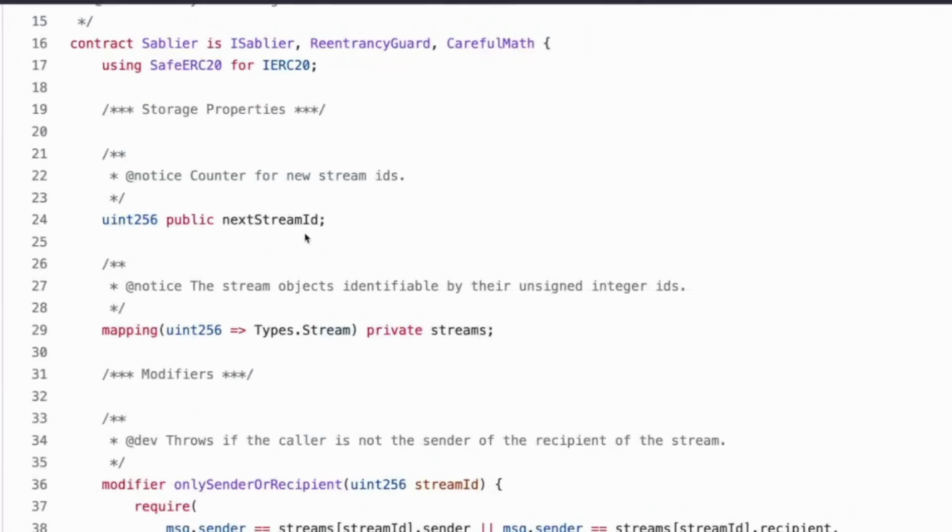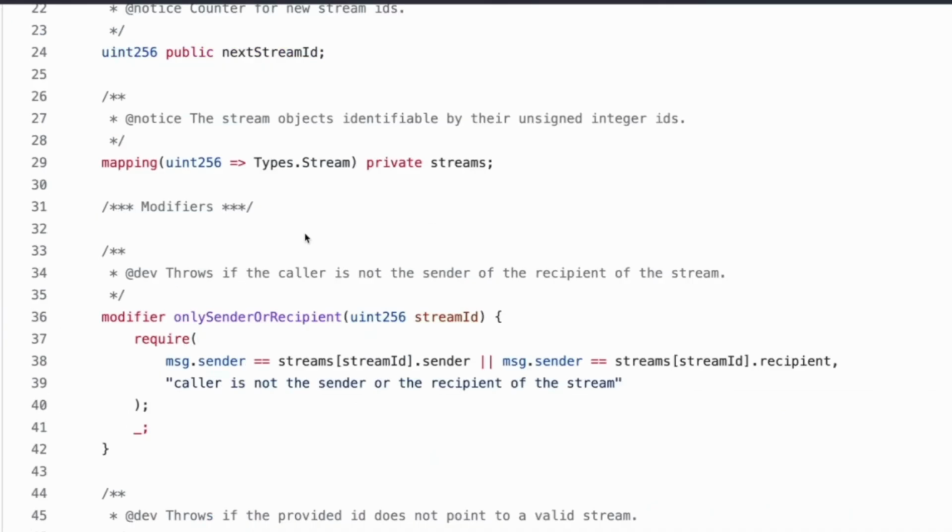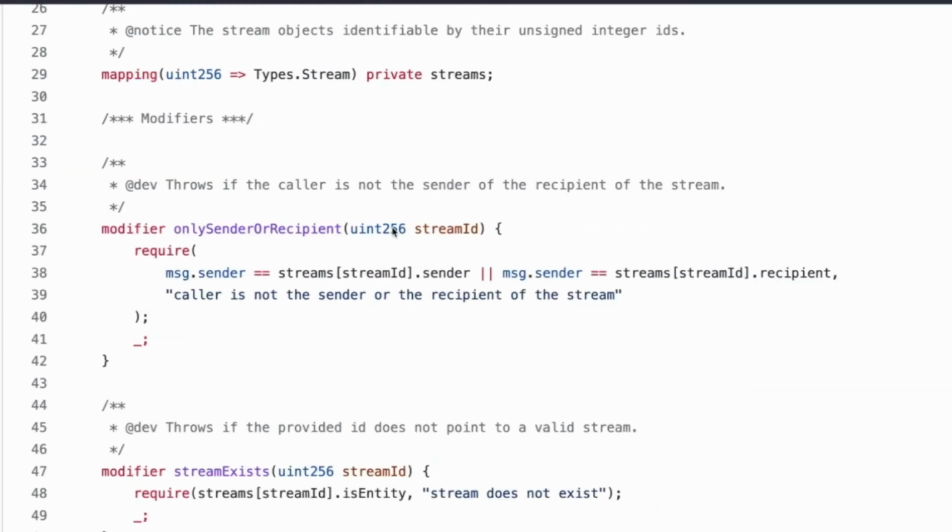Next stream ID. I'm finding their NatSpec a bit difficult to read, actually. Okay, so this is a uint, which is probably the ID of a stream to the stream struct that we just saw, which has the addresses and the rate per second and all those properties. It's private. Yeah. Interesting. Cool.